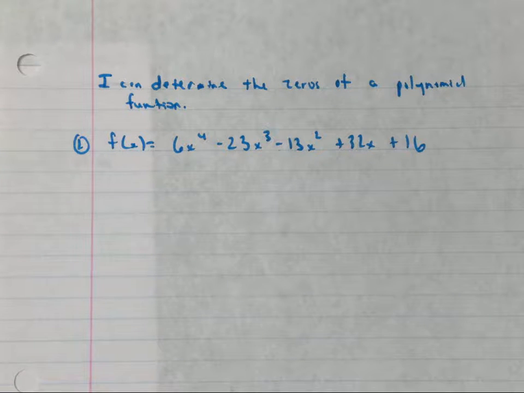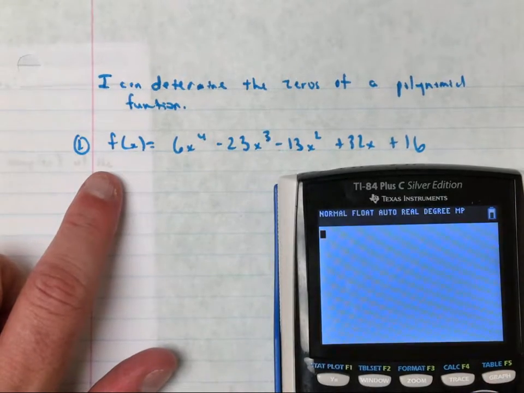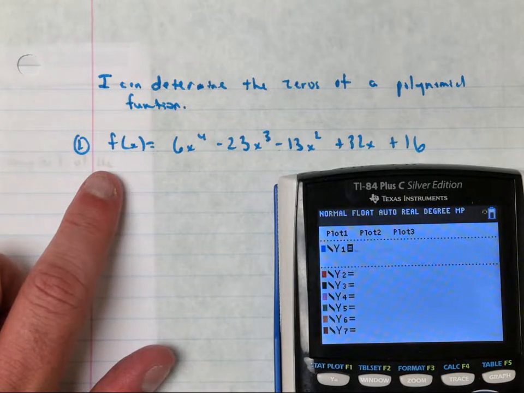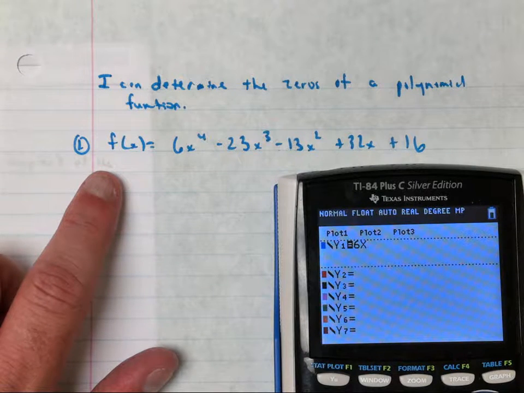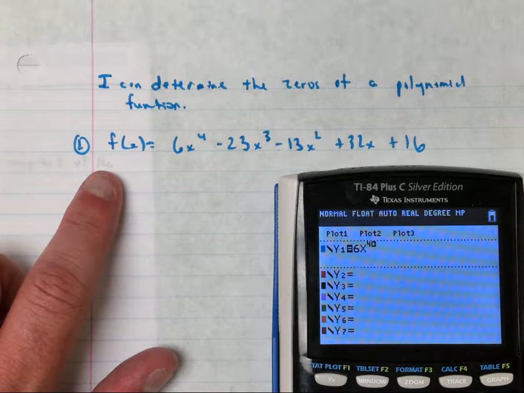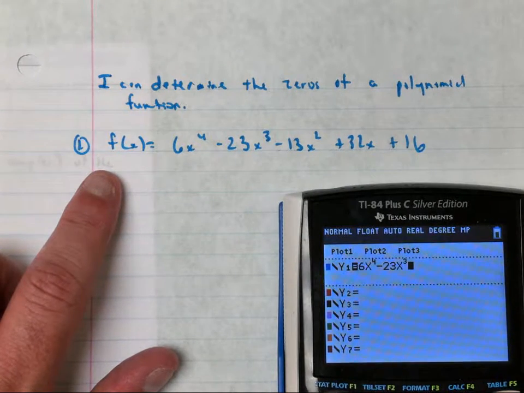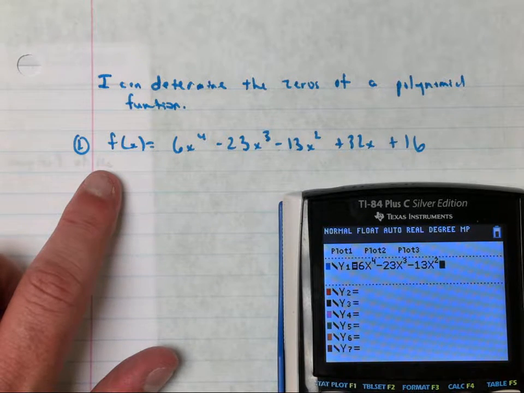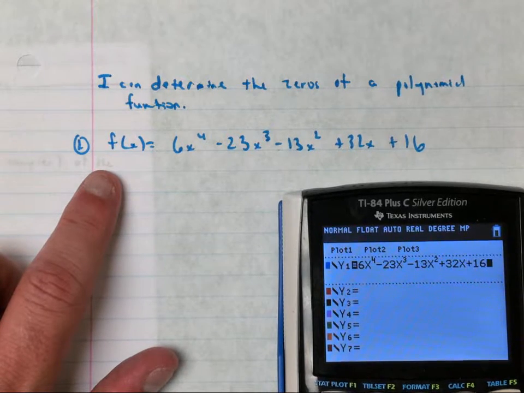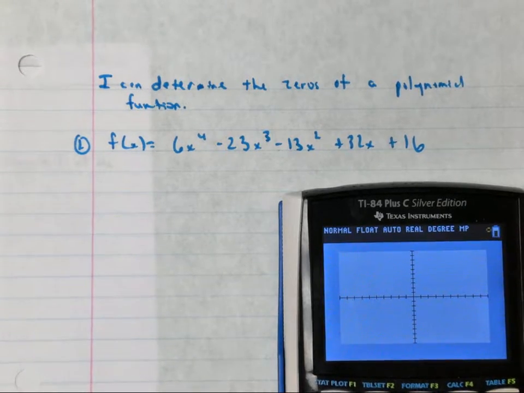So this is where you get your calculator out and you graph this function. But before we do that, never mind. I'm going to go ahead and graph it. We have 6x to the 4th minus 23x cubed minus 13x squared plus 32x plus 16. You're going to graph this particular function.